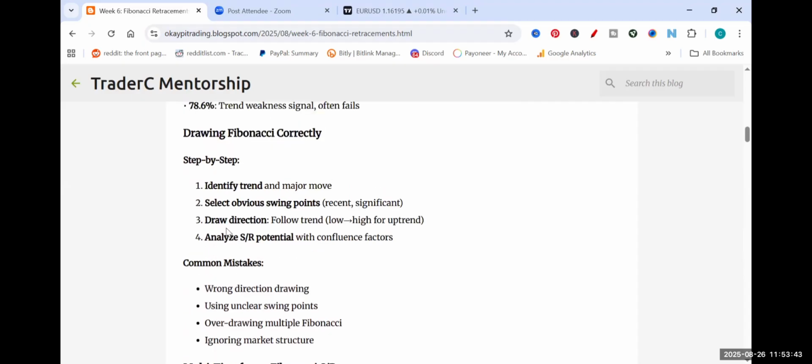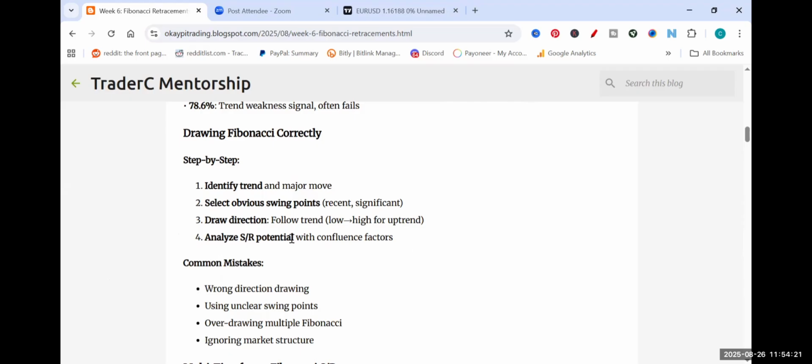So step one, you identify the trend and major moves. Step two, select obvious swing points that are recent, and they must be significant. The best one is the 4-hour time frame, and you're going to see why. Then draw direction. You need to follow the trend: low to high for an uptrend, and high to low for a downtrend. That's why I was telling you Fibonacci works very well with market structure.